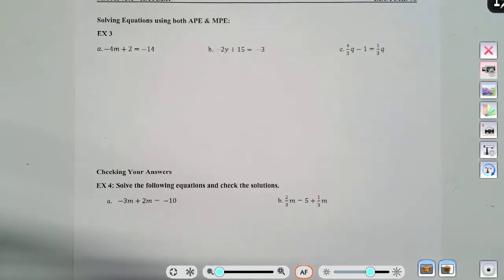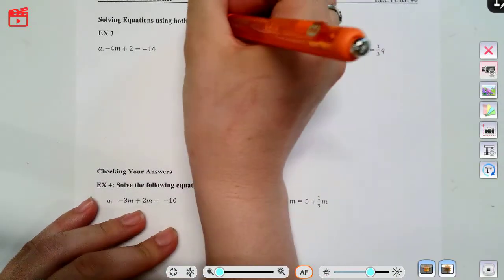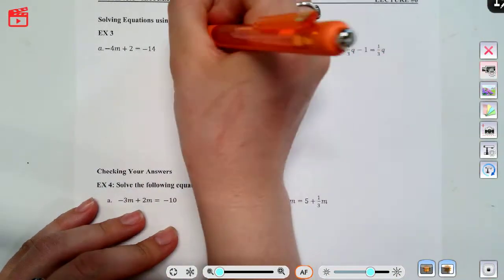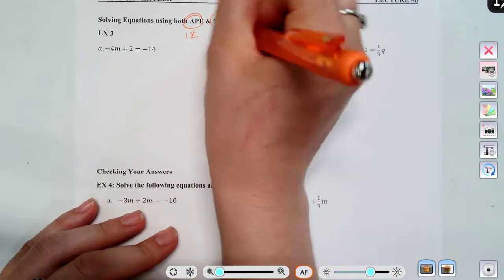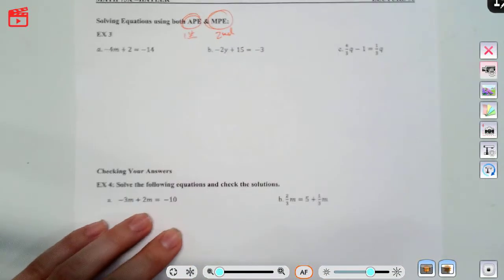Most of the time when you're doing this, first you're going to look to see if you can use the addition property. That's going to be first. After that, look for ways of using the multiplication property. So for this first problem, let's do this together.